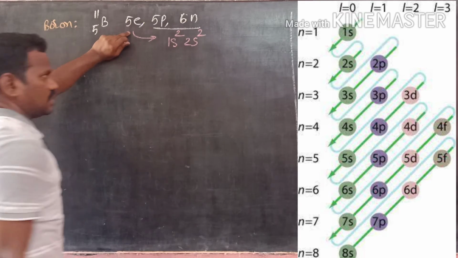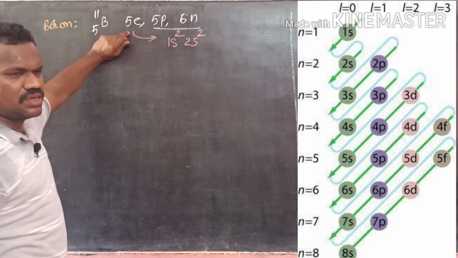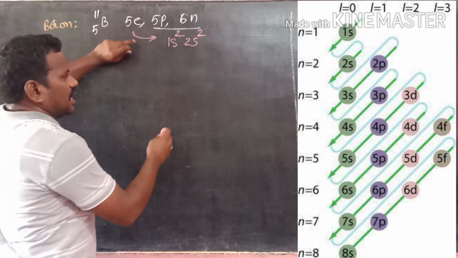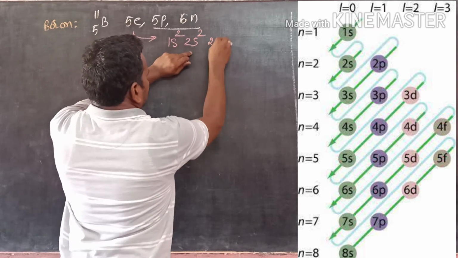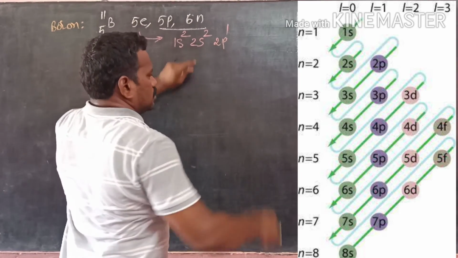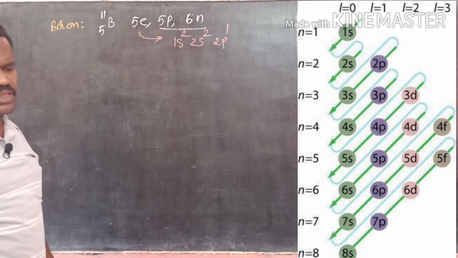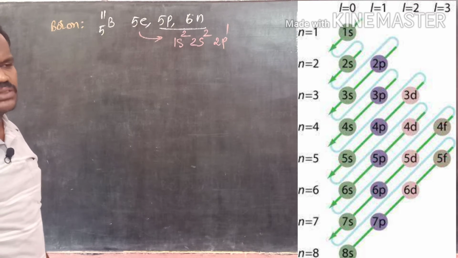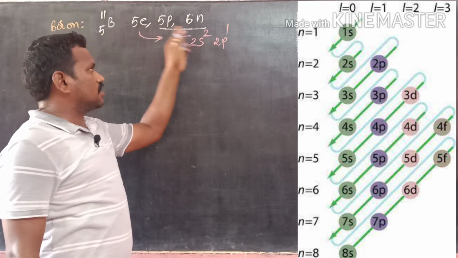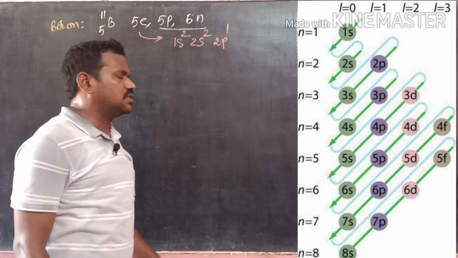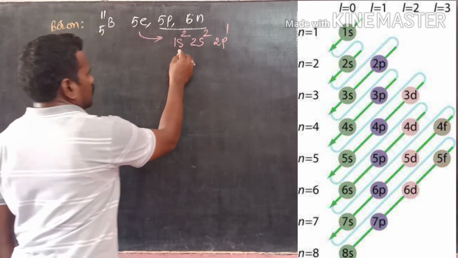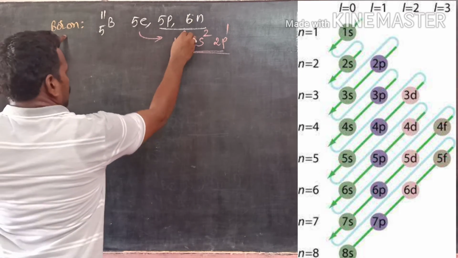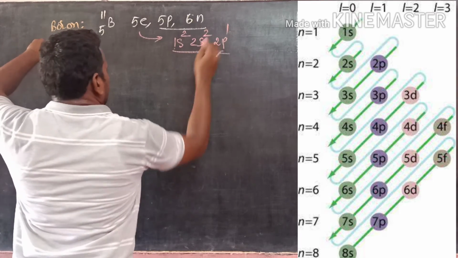Out of 3 electrons, 2 electrons are accommodated in 2s. Remaining 1 electron is left. As per the principle, it moves towards 2p. Only 1 electron is accommodated. P orbital can accommodate a maximum of 6 electrons, but only 1 electron is left. So the electronic configuration of boron is 1s2, 2s2, 2p1.